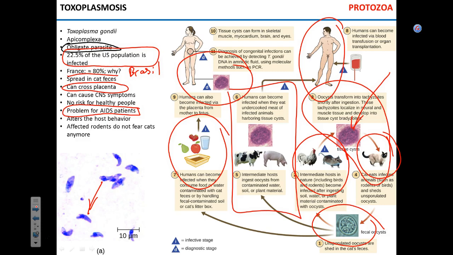Okay. Basically, what does it mean for you if you have cats or if you really like a medium rare steak? Unless you get immunocompromised, you're totally fine. You can live long and prosper and never know about toxoplasma infection.